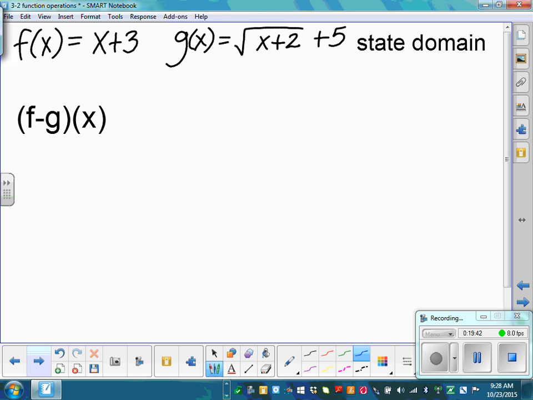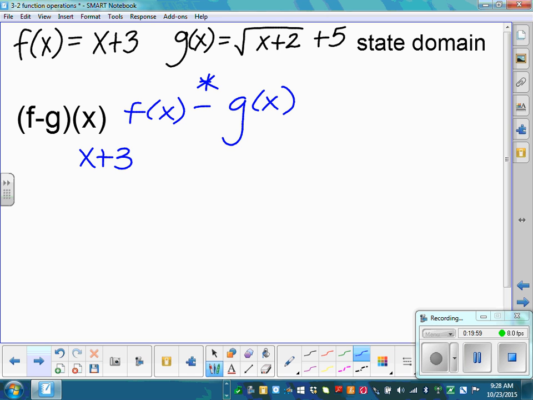Couple more. Here we go. This is a good one. F minus g of x. So we know this is f of x minus g of x. So pay attention to the little details. F of x is equal to x plus 3. And then some of you are still making errors with subtraction. We're subtracting all of g of x. G of x is that whole thing. So we're subtracting the square root of x plus 2 plus 5. Is everybody good there? So f of x minus g of x.